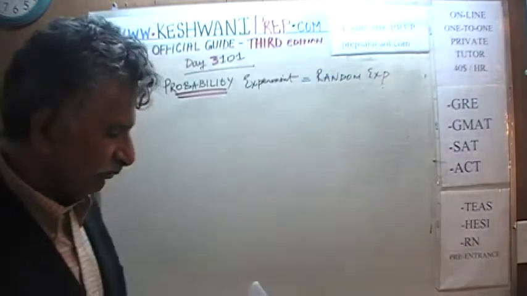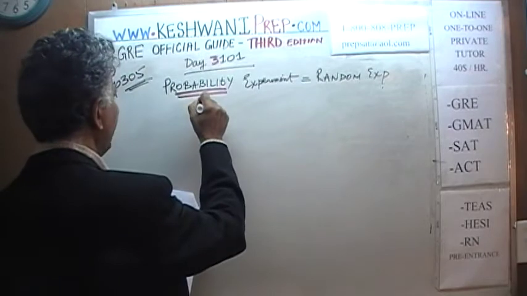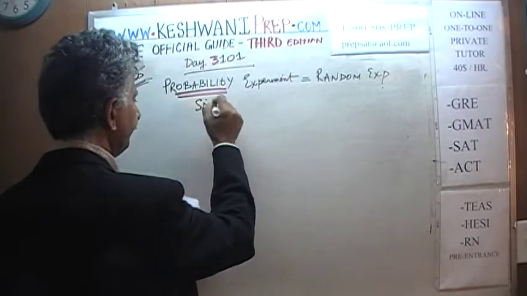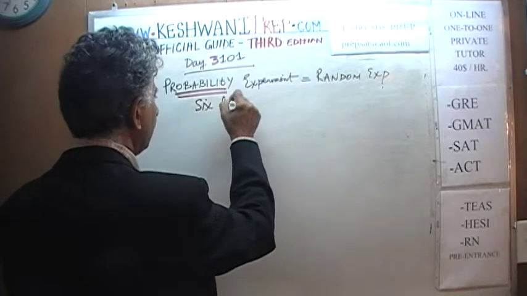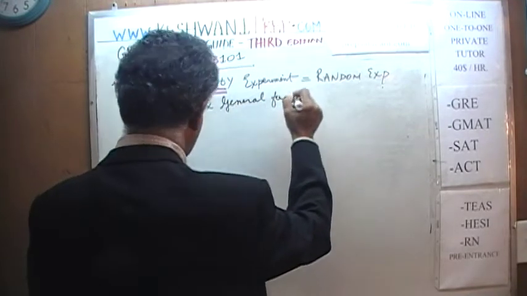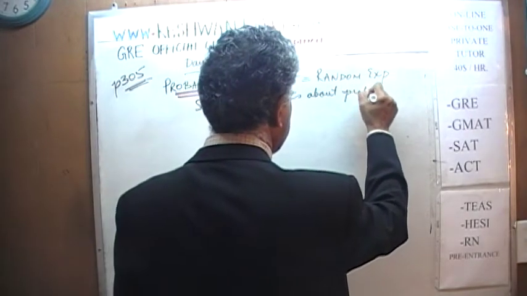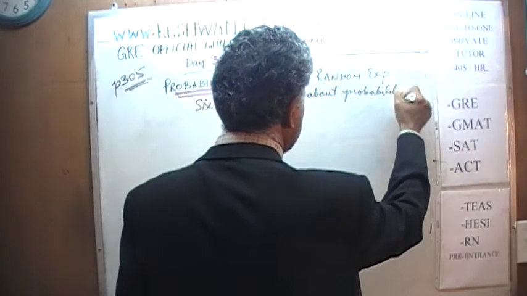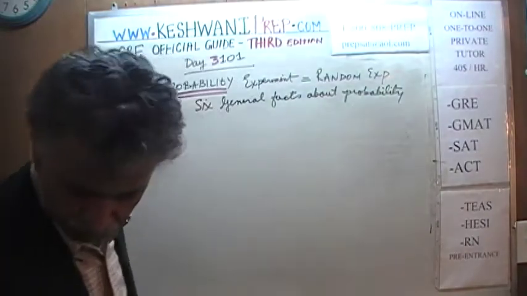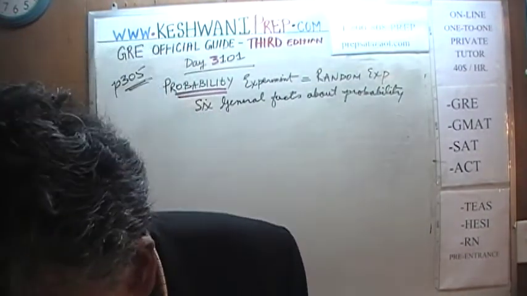So there are 6 general facts about probability that we must know. This is on top of page 305, 6 general facts about probability. I think I'm going to change the marker because this marker doesn't have much life left in it.